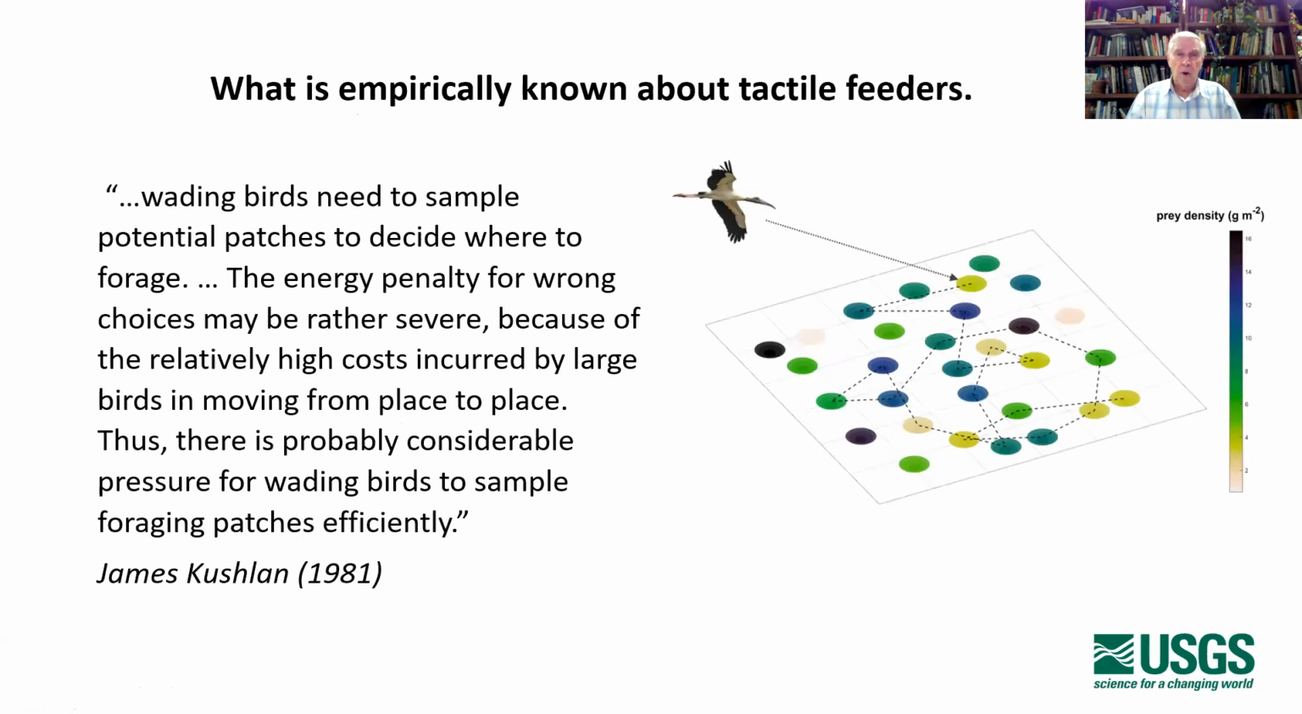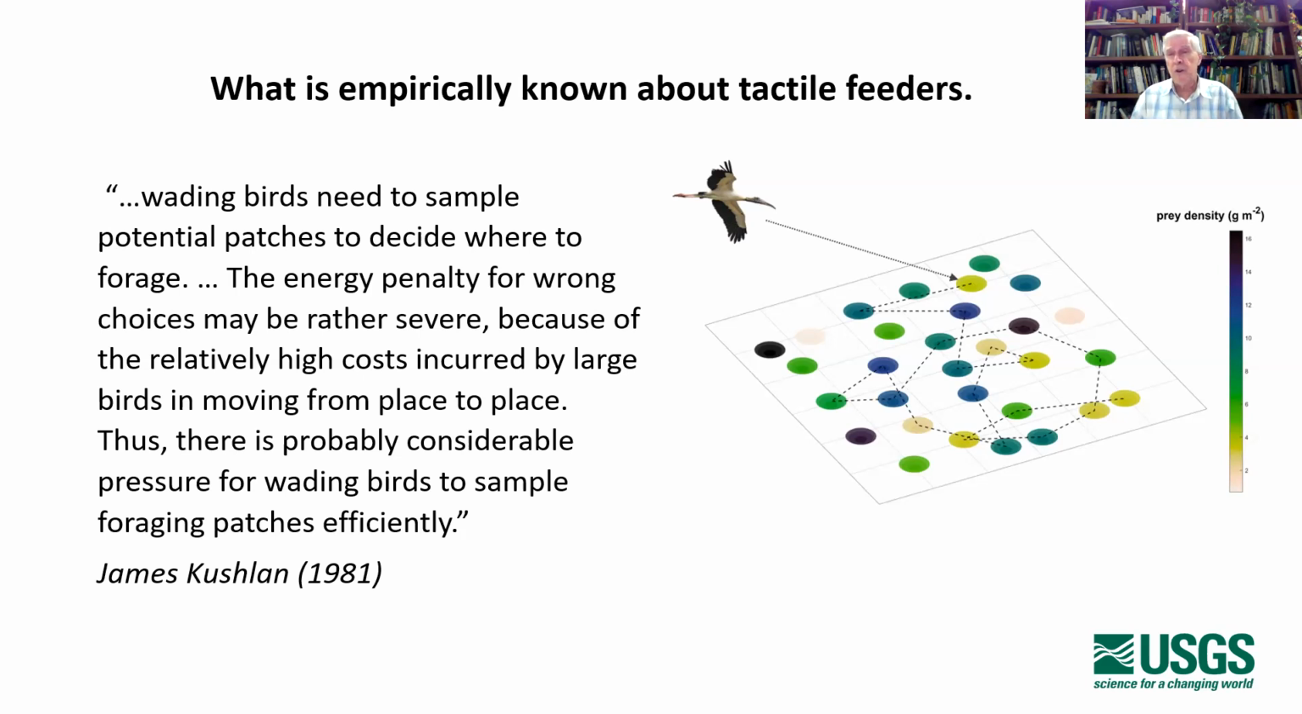What is known about tactile feeders, one of the main aspects, can be condensed into a simple statement by Jim Crislin. Wading birds need to sample potential patches to decide where to forage. The energy penalty for wrong choices may be rather severe because of the relatively high cost incurred by large birds in moving from place to place. Thus, there's probably considerable pressure for wading birds to sample foraging patches efficiently.